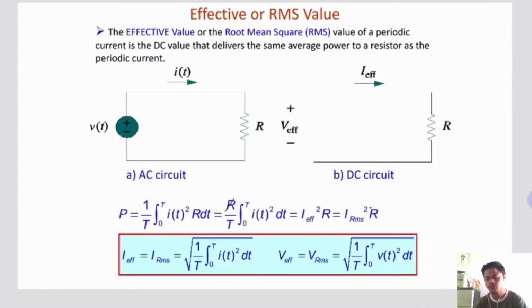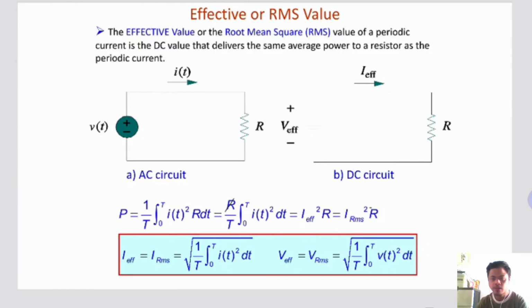Aside from sinusoidal signals or functions, there are other forms of signal, especially in DC circuits. A periodic current in a DC value that delivers the same average power to a resistor as the periodic current is what we call your root mean squared, or the effective value. So in AC circuits we determine the average power, and for DC circuits we need to determine the effective or RMS value of that periodic current.